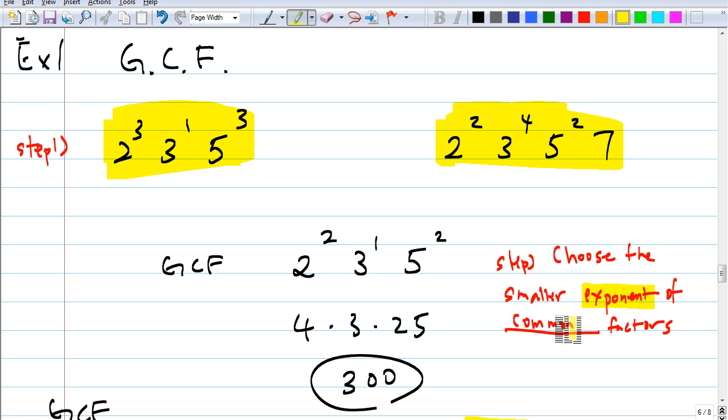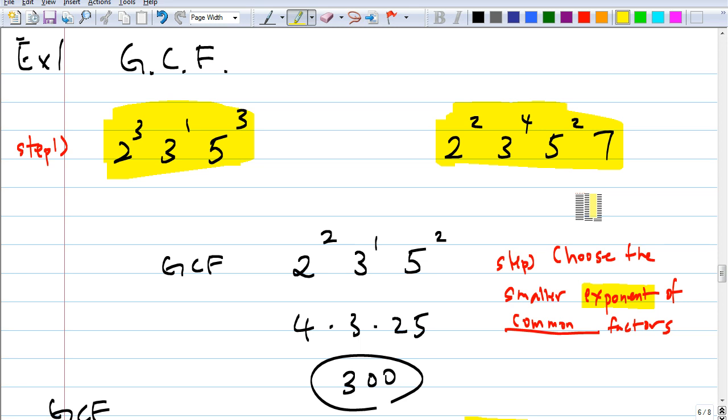Yeah, question? Oh, you're confused as to why I got 2 to the second? Because look, is 2 a common factor of these two numbers, the one on the left and the one on the right? Yeah. So which one do we choose, 2 to the third or 2 to the second? 2 to the second is smaller, because if I were to choose 2 to the third, then that number would not go into the number on the right ever. It's too big. You know what I mean? That's why we choose the smaller exponent, to make sure that the greatest common factor will go into both of the numbers.